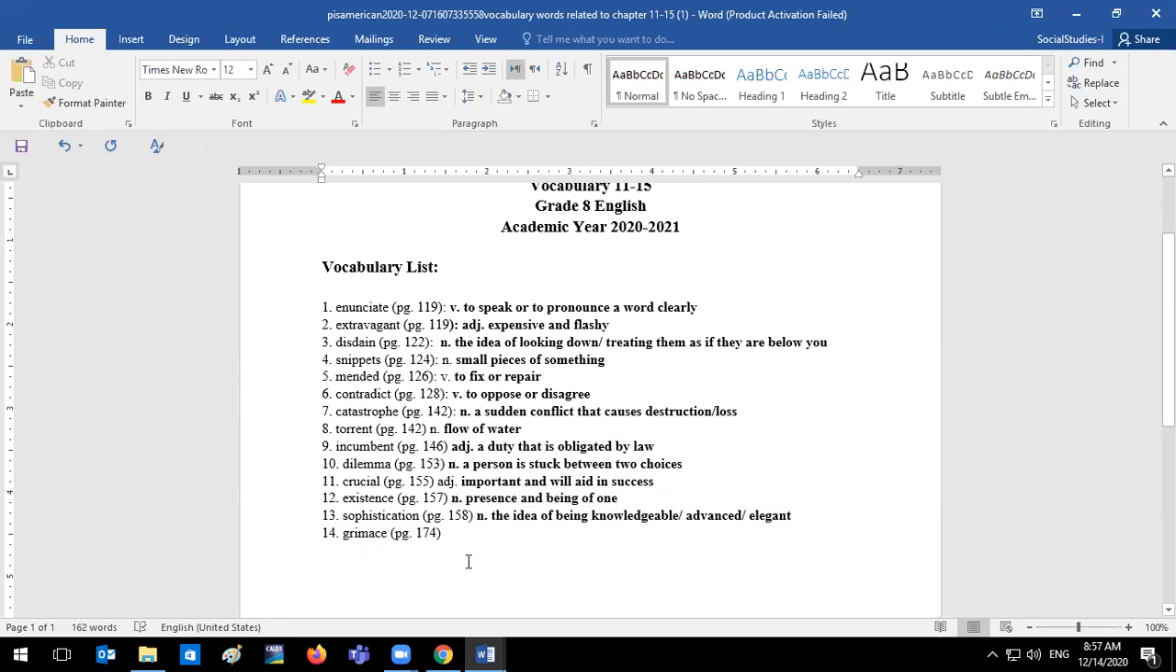Grimace again is a... now the word grimace refers to a facial expression that shows disgust or disapproval.